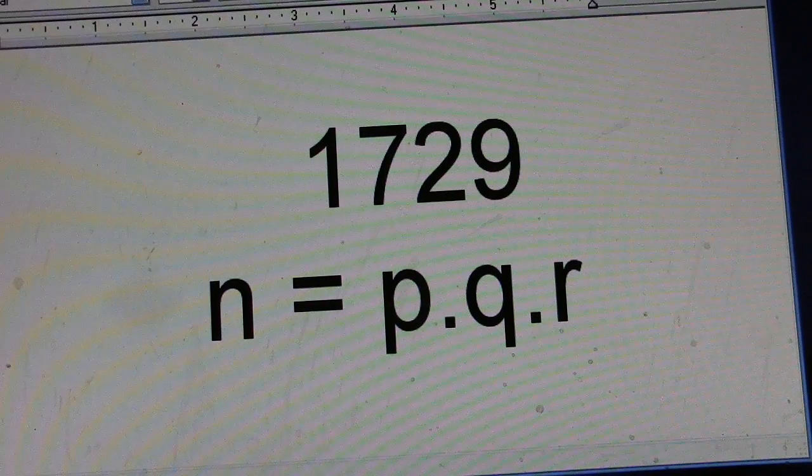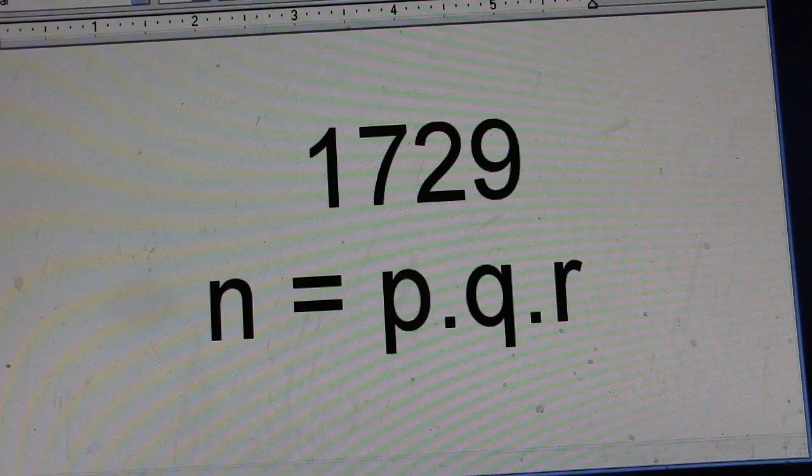The number 1729 is also interesting because it is a sphenic number, that is, a number that can be expressed as a product of three distinct prime numbers. That is interesting. A few of the numbers that are also sphenic numbers are 30, 42, 60, and you can go on and on.